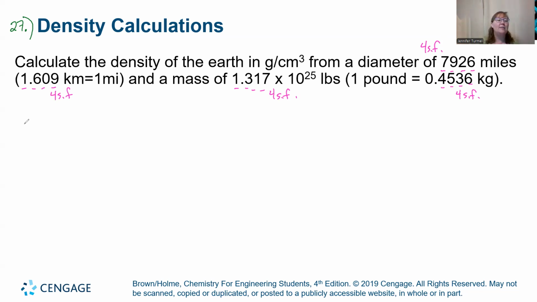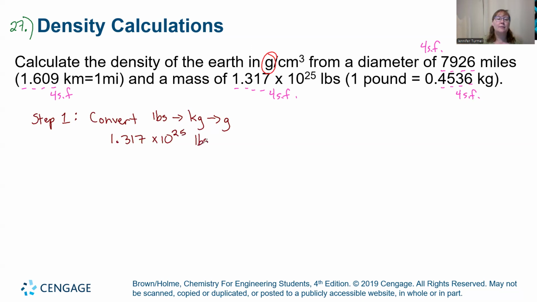Okay, our first step, we'll say step 1, is we need to convert pounds to kilograms to grams, because notice that I need my mass in grams. So I start with the value I have here, 1.317 times 10 to the 25th pounds. Okay.